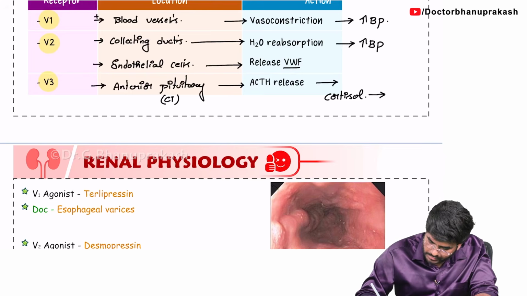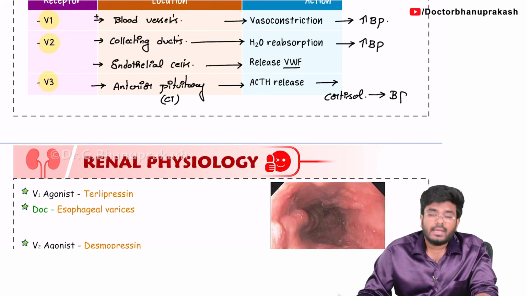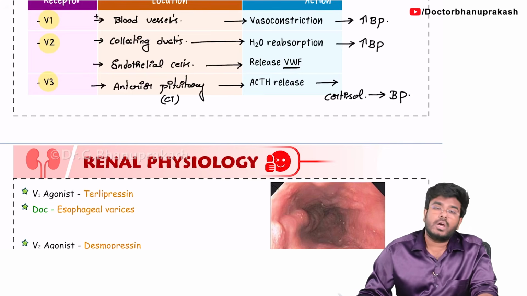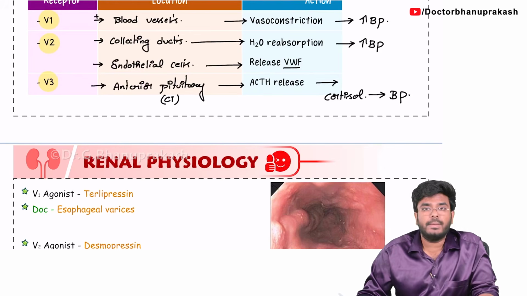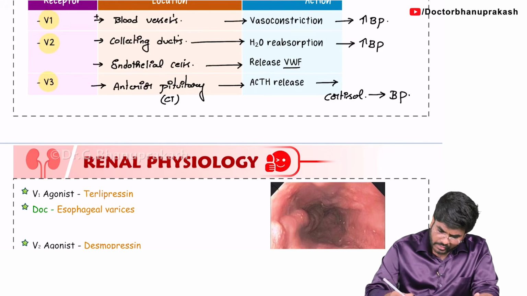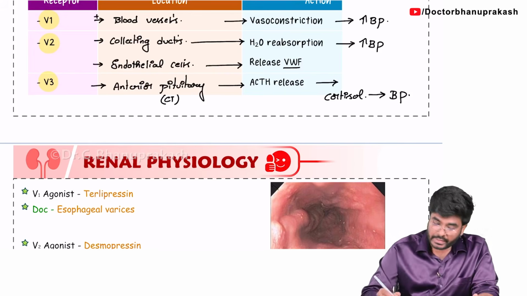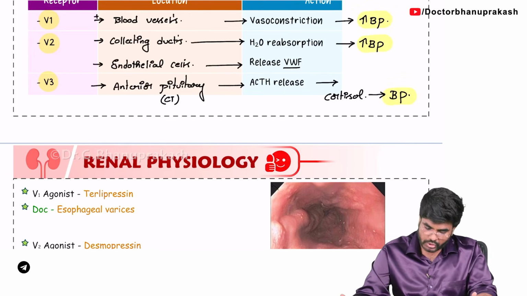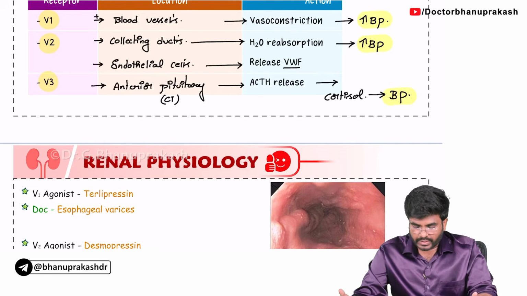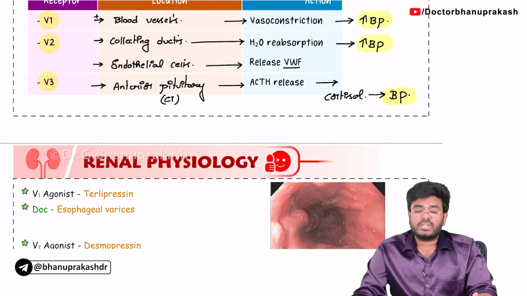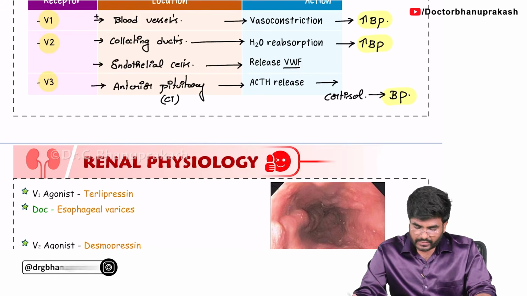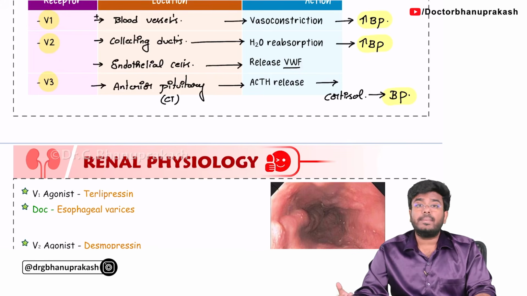Cortisol, you also know, increases BP. ACTH also helps in the production of aldosterone. Aldosterone increases the sodium levels, which increases the BP. So the point I am trying to teach you here is that the antidiuretic hormone can increase your BP by different mechanisms: by production of cortisol, by increasing the water reabsorption, and by causing vasoconstriction.